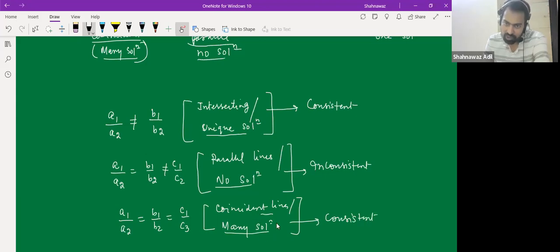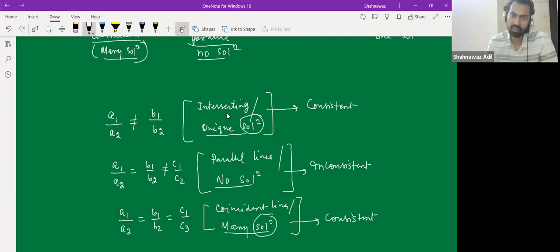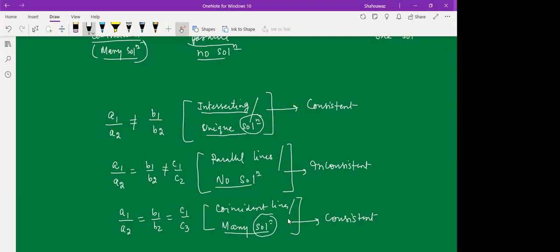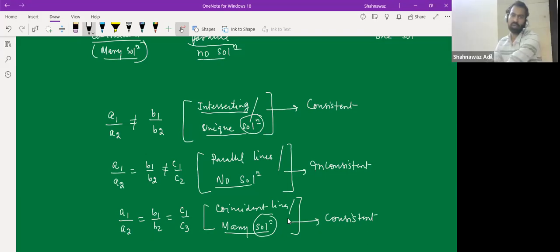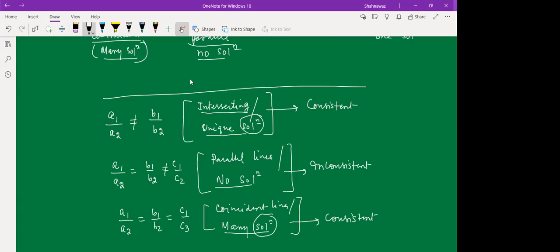So whenever we have a solution, intersecting lines have only one solution. In case of coincident lines, we have many solutions. These are the important things to remember for the first exercise of this linear equation chapter. So please note down these properties, right? These are the algebraic method to find out whether the solution exists or not. So please note down this part.